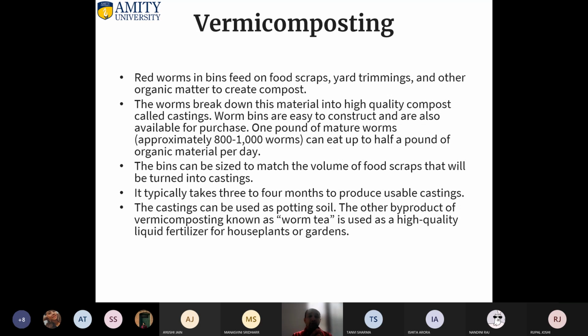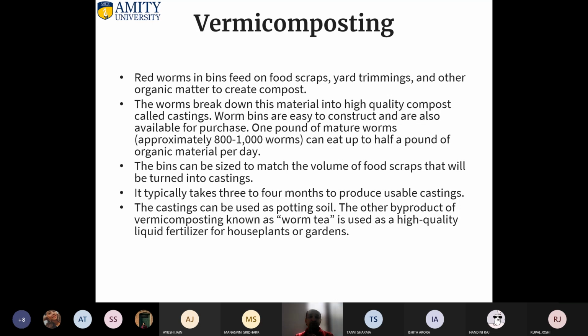The worms break down the material into high quality compost called castings. Worm bins are easy to construct. It's not always bins that we need to have. Maybe last time I had a discussion that there are two kinds. One is bins, where we can have a continuous process of vermicomposting, or we can have the pit method, where you separate the worms, then layer fresh material, and then you again feed the worms on that fresh material. So that is how the castings are produced.